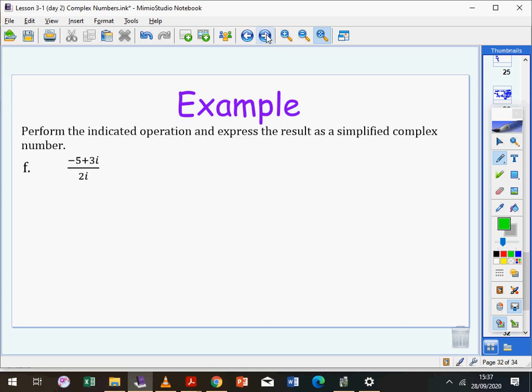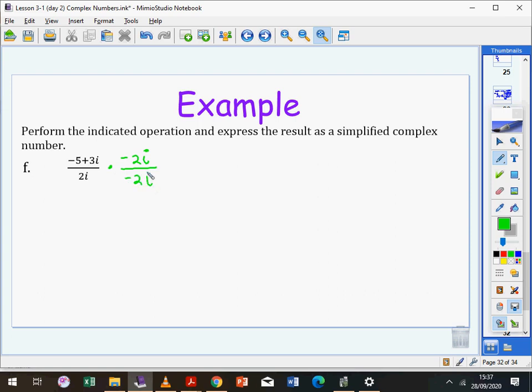So this one is also a complex number, a complex fraction. It's a number that has an imaginary number in the denominator, and the first thing I need to do is make sure that the denominator does not end up with an imaginary number. I can do that by multiplying the numerator and denominator by the conjugate of the denominator. The conjugate of the denominator is negative 2i. Hope you can see that.